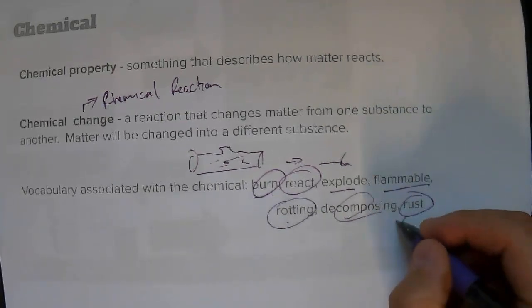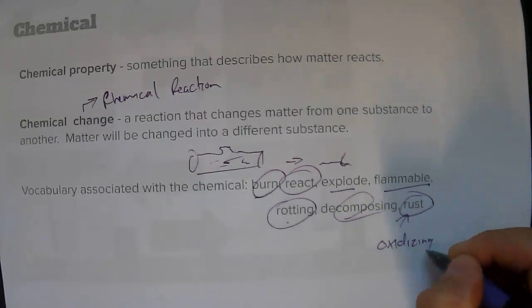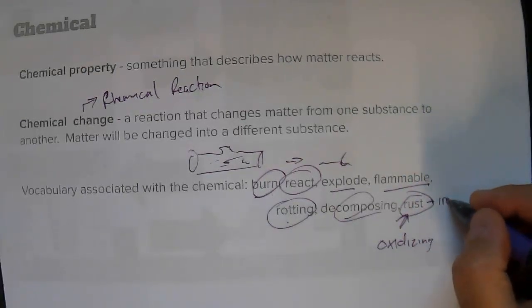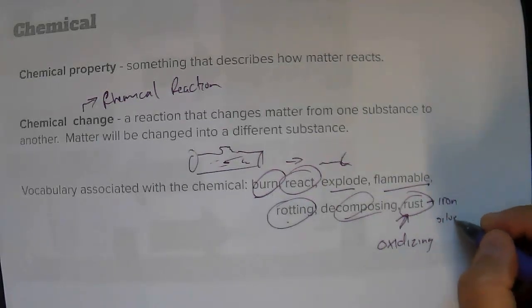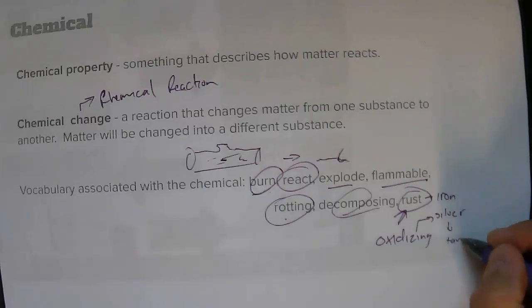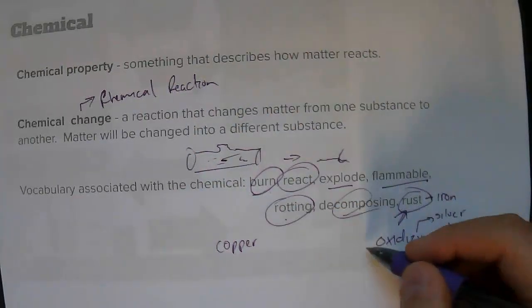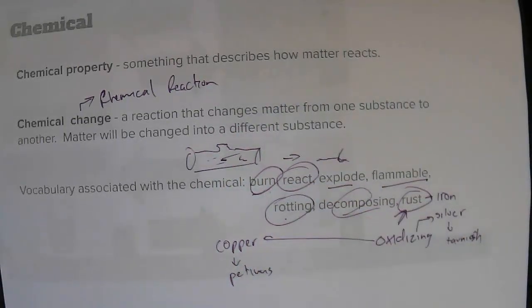Now, there's other specific types. The general thing here is called oxidizing, and one type of oxidizing is rusting, and this is what iron does. Iron rusts. But there's other things like silver. Silver oxidizes, and when that oxidizes, that is called tarnish. It tarnishes. Copper oxidizes, and copper patinas. So different things oxidize differently. Rust is just kind of the most common.